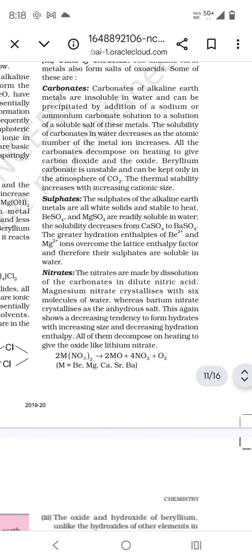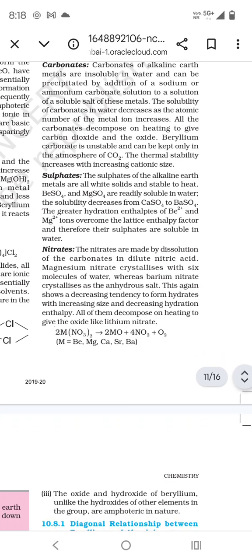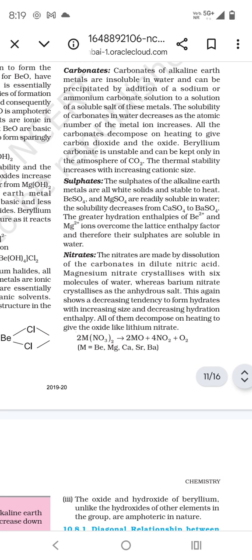Nitrates. The nitrates are made by the dissolution of the carbonates in dilute nitric acid. Magnesium nitrate crystallizes with six molecules of water, whereas barium nitrate crystallizes as an anhydrous salt. This again shows the decreasing tendency to form hydrates with increasing size and decreasing hydration enthalpy. All of them decompose on heating to give the oxides, like lithium nitrate. The reaction is given below. Thank you.